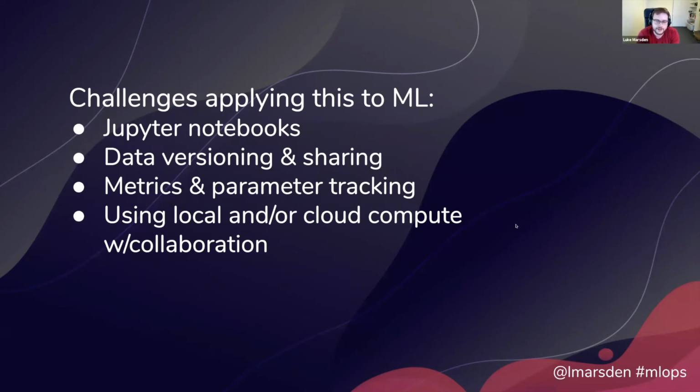So what are the challenges of applying asynchronous collaboration to machine learning? Well, they are numerous. The first problem is that Jupyter notebooks don't version control very well, and a lot of data scientists use Jupyter notebooks. Another challenge is that data versioning and data sharing is difficult in a collaboration context, because you can't very easily put your data in Git. There is a project called Git LFS, but it has some significant restrictions.